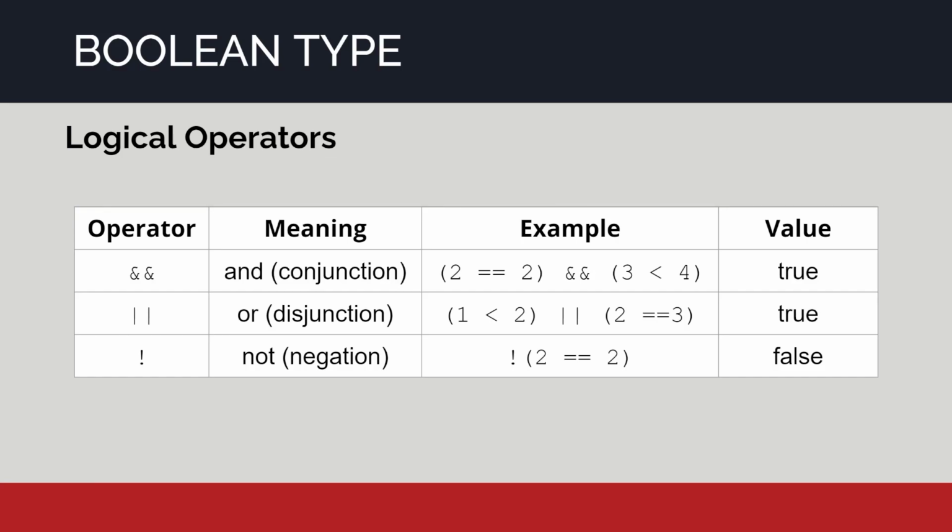And is a double ampersand. Or is the double vertical pipe thing. And then not is just an exclamation before the statement. You can see some examples and their results on the right. Sometimes you'll hear these referred to as conjunction, disjunction, and negation. Those are all formal-sounding words that just mean and, or, and not.